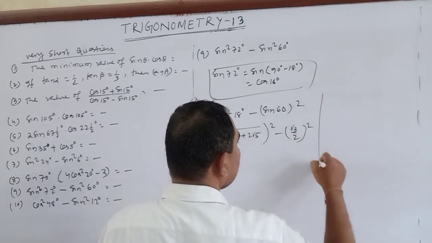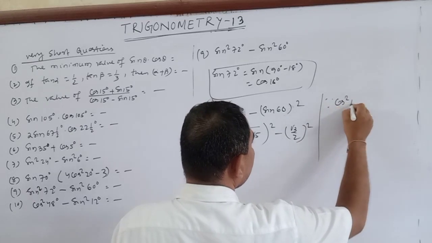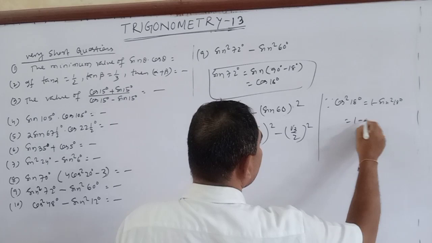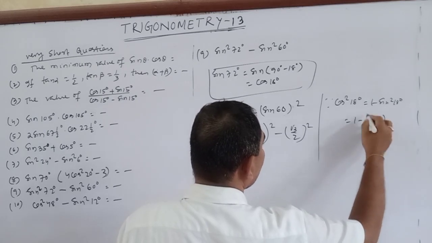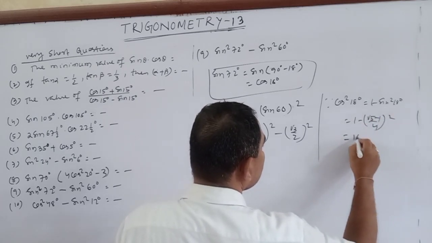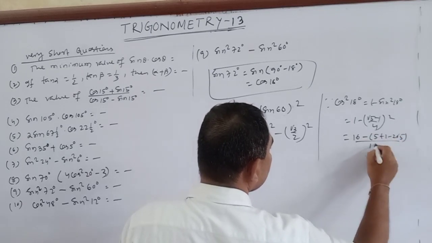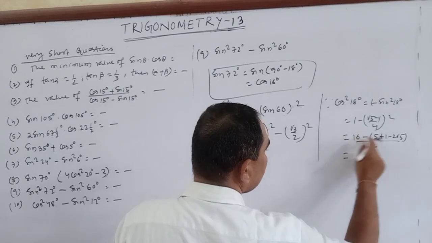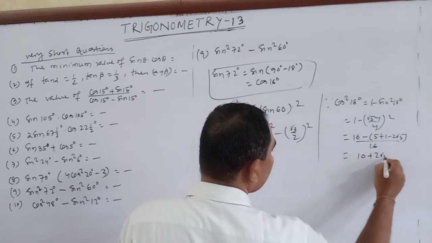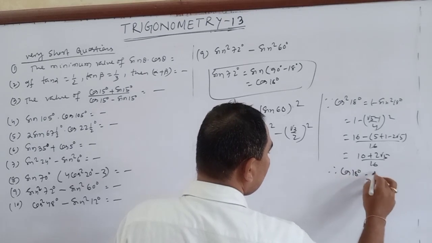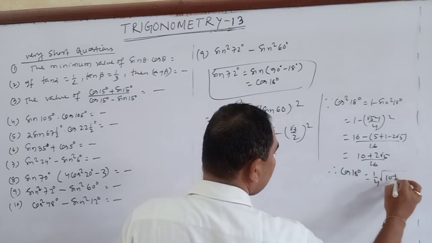Alternatively, cos square 18 degree is 1 minus sin square 18 degree. So 1 minus root 5 minus 1 by 4 whole square. So 16 minus 5 plus 1 minus 2 root 5 by 16 is equal to 16 minus 6 plus 2 root 5 by 16, which is 10 plus 2 root 5 by 16. Therefore cos 18 degree is equal to 1 by 4 root 10 plus 2 root 5.